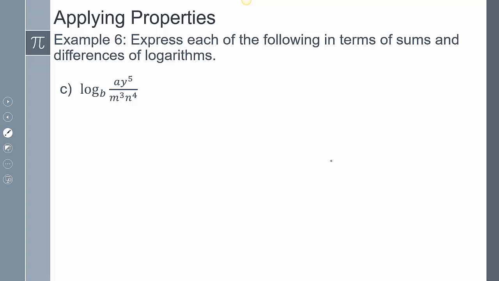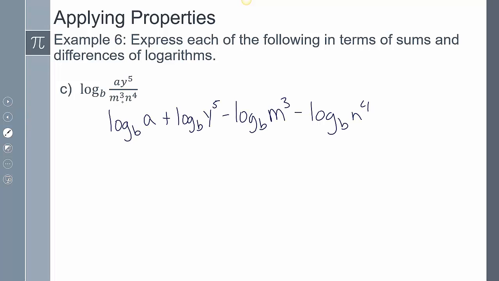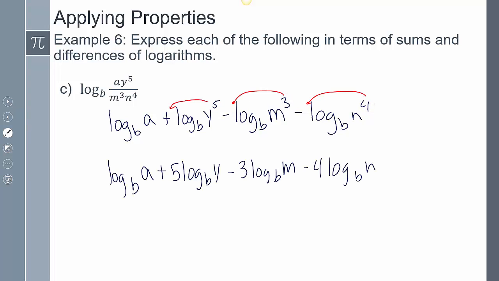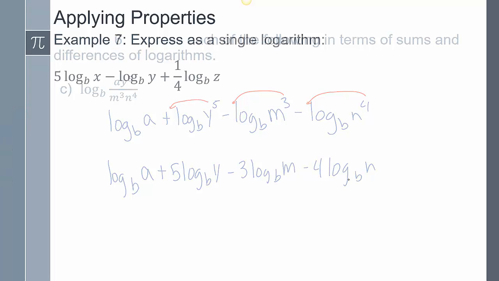In this example here, the numerator is expressed with pluses, the denominator with minuses. So I have to take this 5 and move it to the front, this 3 and move it to the front, this 4 and move it to the front. And so I'm going to get log base b of a plus 5 log base b of y minus 3 log base b of m minus 4 log base b of n. There's nothing else I can do. That will be my result.